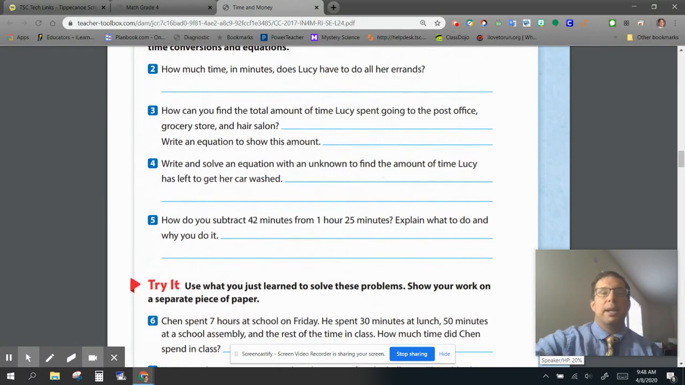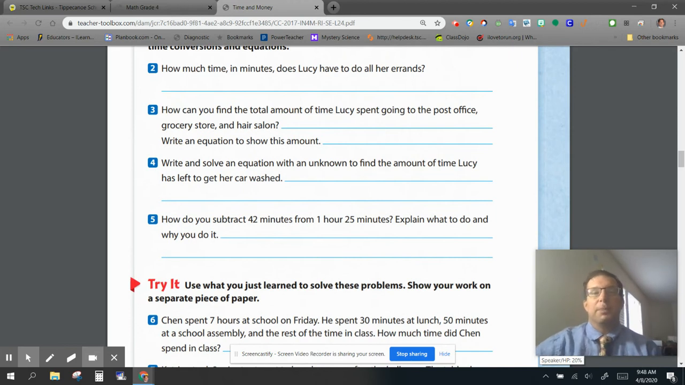Now we're just going to talk through the next page. So number 2, how much time in minutes does she have to run all of her errands? We just did that. She has a total of 120 minutes to do all of her errands. How can you find the total amount? Like I said, you add them together. Or you could do a number line if you wanted to. If you want to do a bar model, go for it. I would just add them all together. That was for number 3. And number 4, write an equation to show this amount.